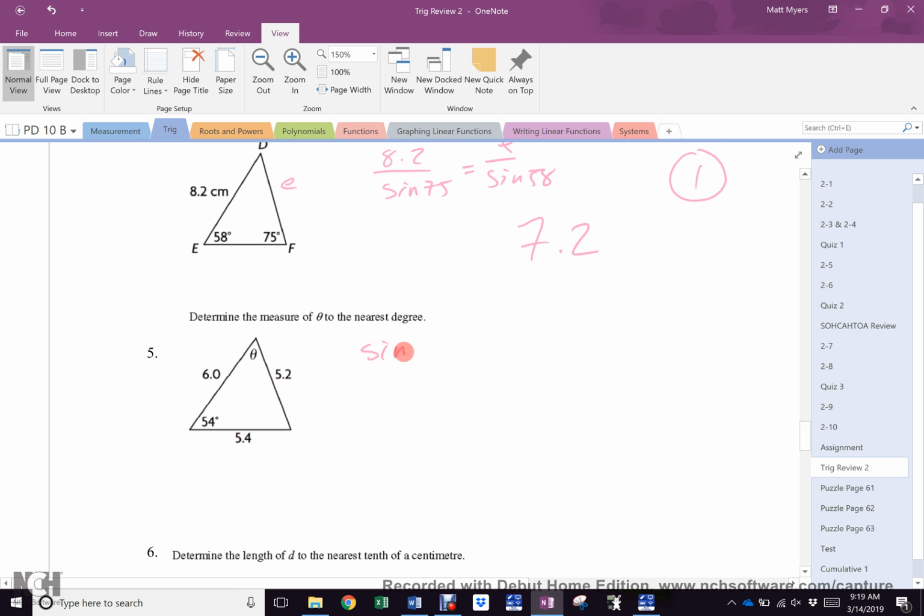Theta: sine 54 over 5.2 equals sine theta over 5.4. Please notice I reversed them here. Some people, if you go look up the sine law on some other website or something, they put the angles in the numerator. Doesn't matter. So I did that here. So it is shift sine of 5.4 sine 54 over 5.2.